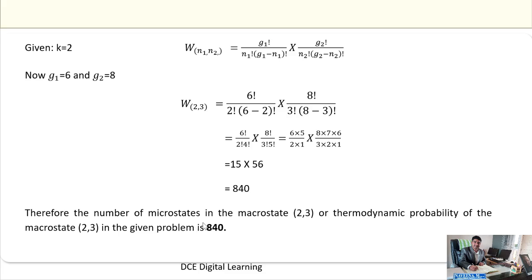Therefore, the number of microstates in the macrostate (2, 3), or the thermodynamic probability of the macrostate (2, 3), in the given problem is 840.